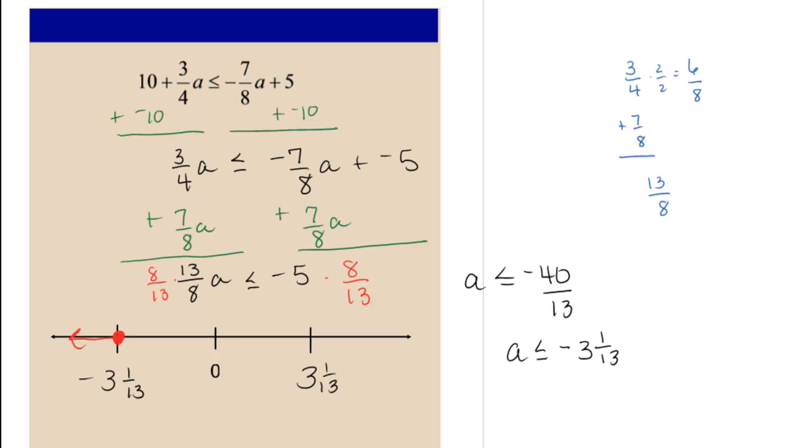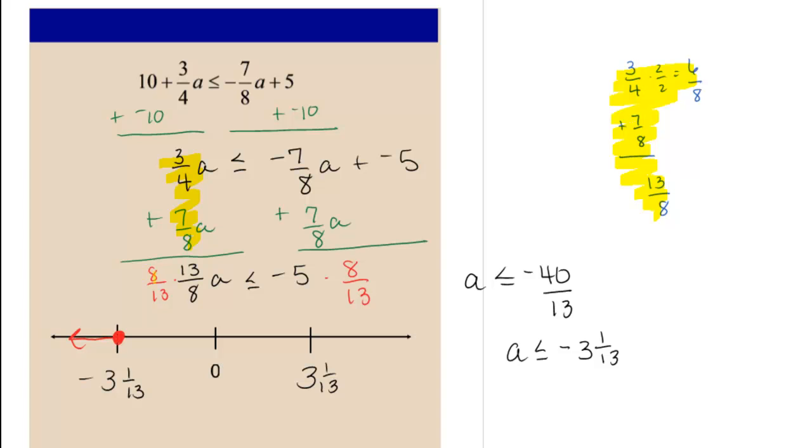So here I am showing you my steps for solving this inequality. It's pretty straightforward, except you do have to work with fractions a little bit. So when I end up adding 7/8 a to 3/4 a over here, I came over to the side and completed an addition problem with fractions and getting a common denominator. I recommend that you write those steps out so that you don't make careless mistakes.